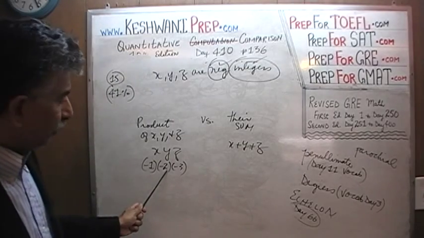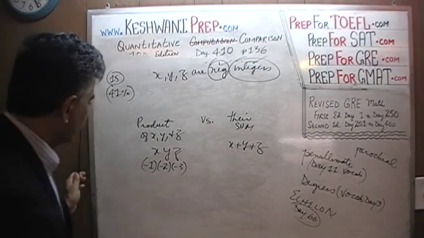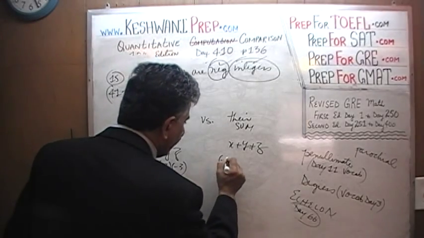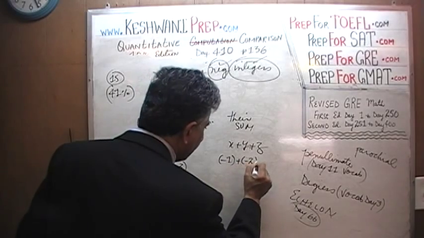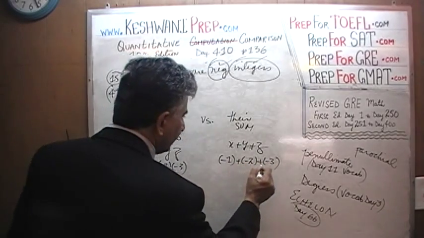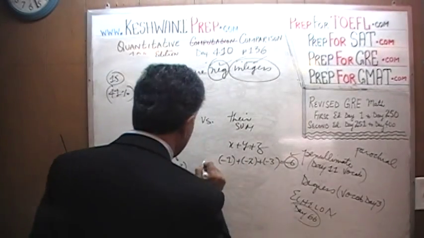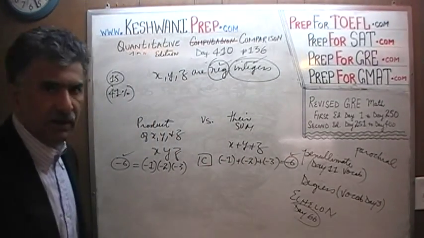1 times 2 is 2, 2 times 3 is 6, and then we have 3 negatives, so it's going to be negative 6. And the sum is going to be negative 1 plus negative 2 plus negative 3, which is also negative 6. Negative 6 versus negative 6, the answer so far is C.